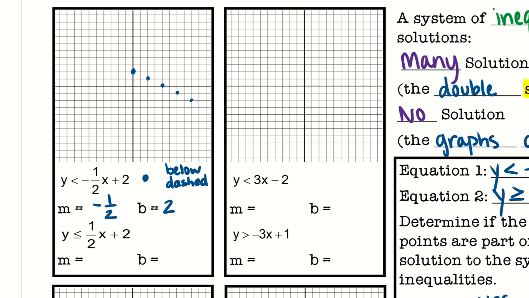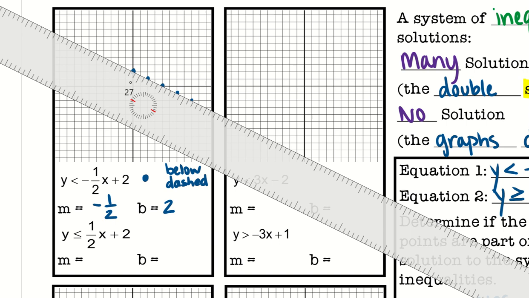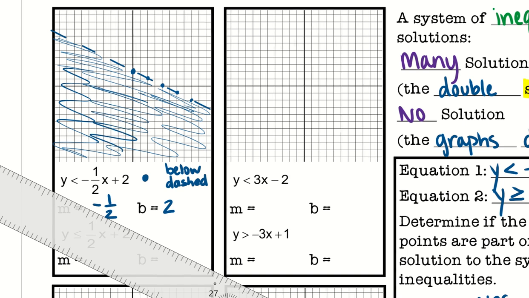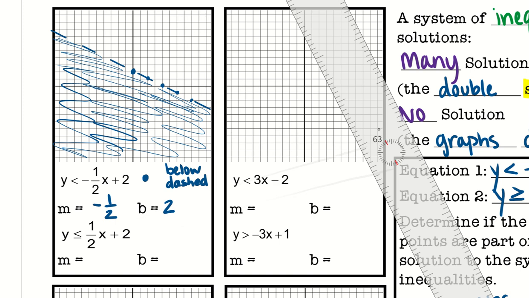So I'm going to line up my ruler. I'm going to draw a dashed line between these points. And then I would shade below. So your shading doesn't have to be perfect, just indicating, hey, all of these points below this dotted line would be solutions just for that one inequality.